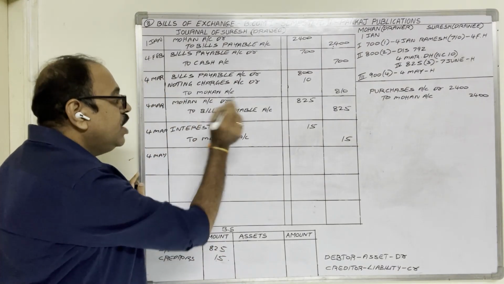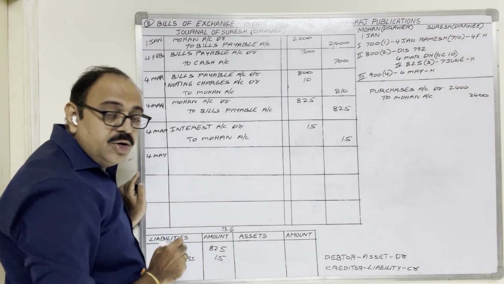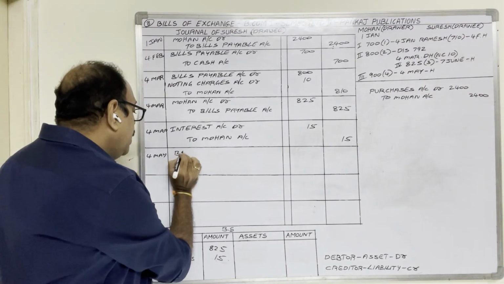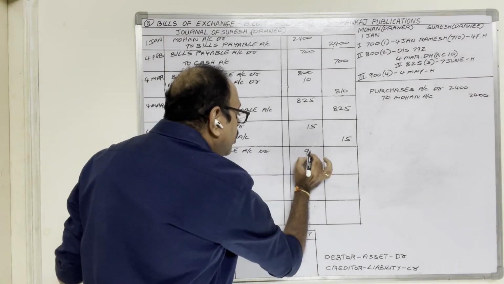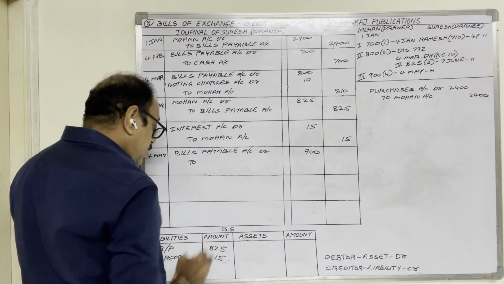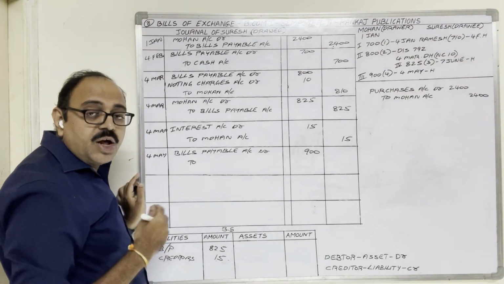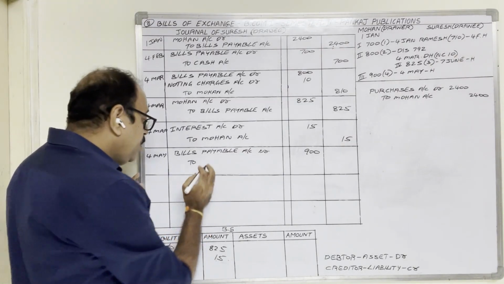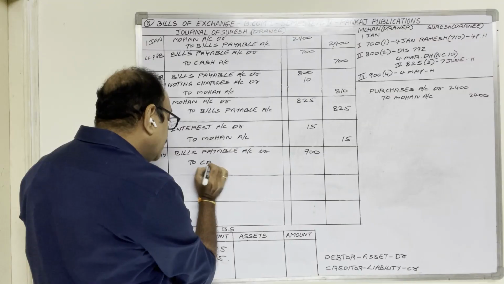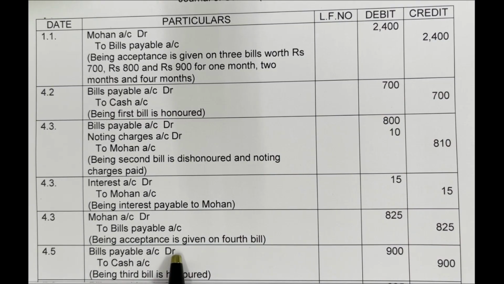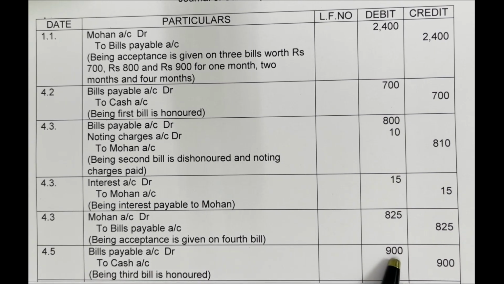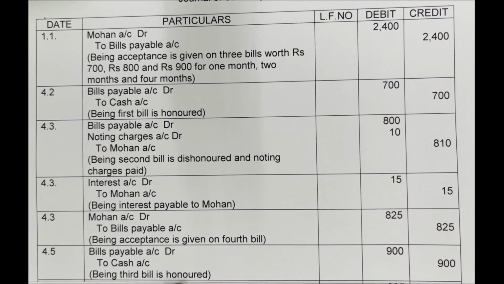By crediting, we have created the bills payable liability. To cancel, we have to debit. Bills payable account debtor, 3rd bill amount 900 rupees. We are paying cash now, so from us cash is going. As per real account rule, credit cash account 900 rupees. 4th May, bills payable account debtor to cash account 900 rupees. Being 3rd bill is honored.